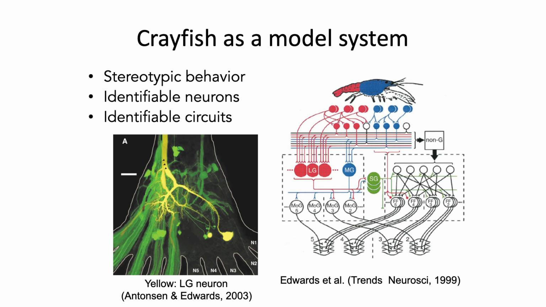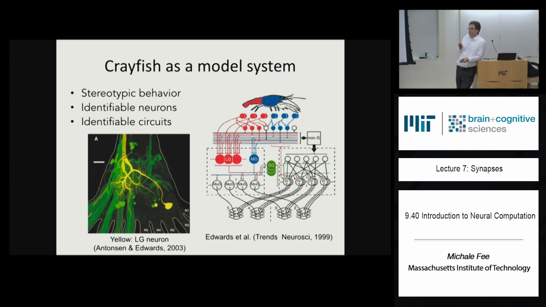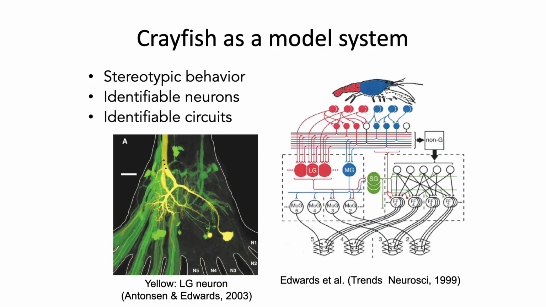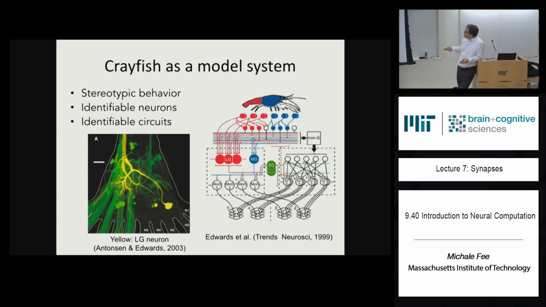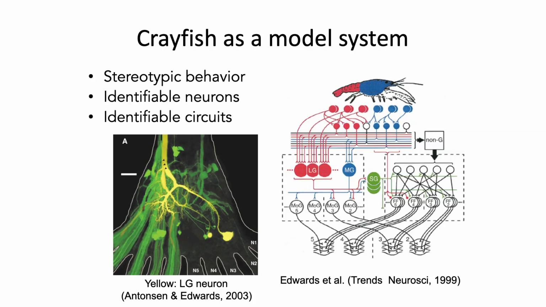The crayfish is a really cool model system because it has very stereotyped behaviors, and one of its interesting stereotyped behaviors is its escape reflexes. It has three different kinds of escape reflexes that involve what are called command neurons that get sensory input and drive motor output. One of these particular neurons is where this effect about inhibition was first shown. It's called the LG neuron. There are LG neurons and MG neurons that drive two different kinds of escape reflexes.